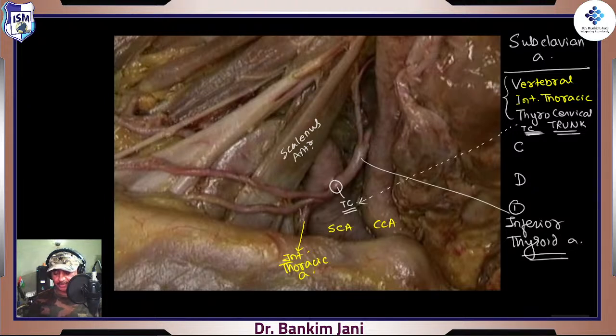Okay, so that is thyrocervical. From thyrocervical, those branches are coming. The first one, which is going up, is the inferior thyroid. The one which is going over here, this one all the way, is the transverse cervical.